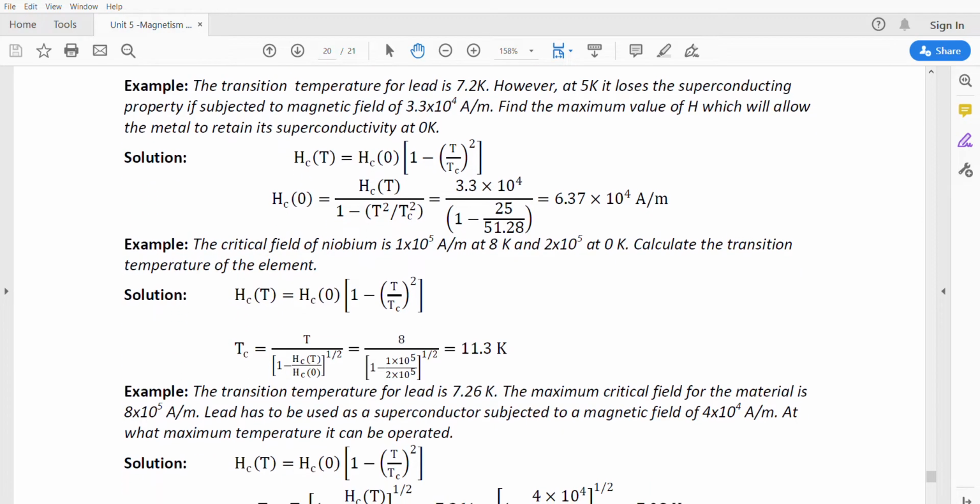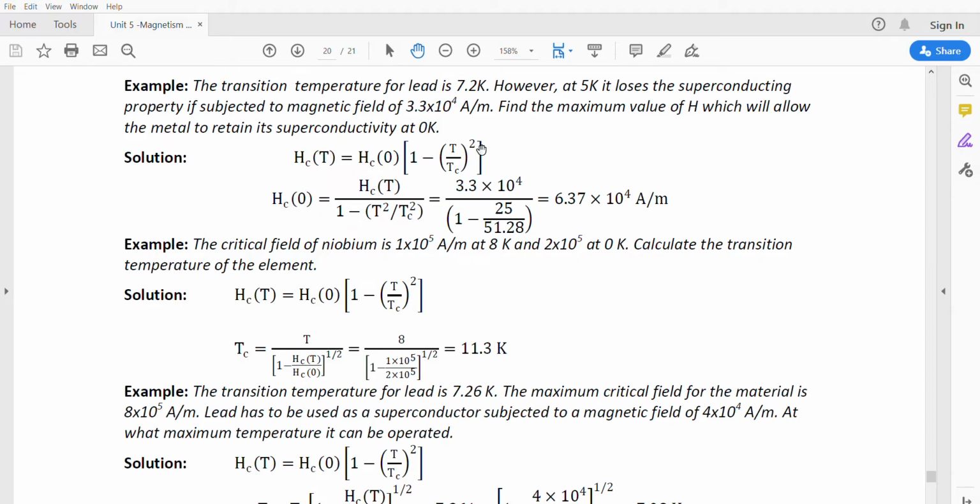The next one: the transition temperature for lead is 7.2 kelvins. However, at 5 kelvins it loses the superconducting property if subjected to a magnetic field of 3.3 into 10 power 4 ampere per meter. Find the maximum value of H which will allow the metal to retain its superconductivity at 0 kelvins. So we need to calculate the maximum value of magnetic field H at 0 kelvins.